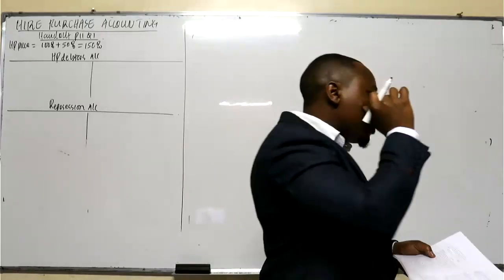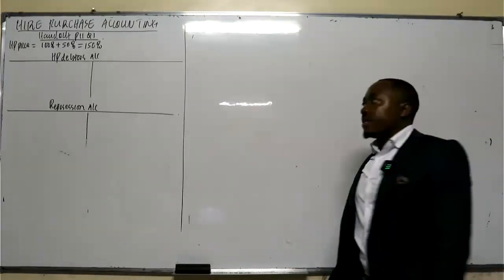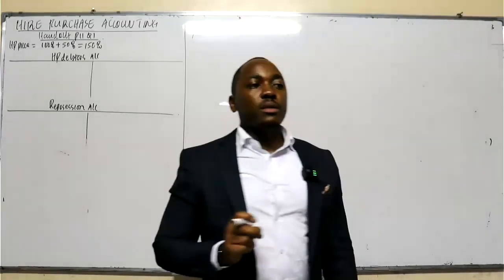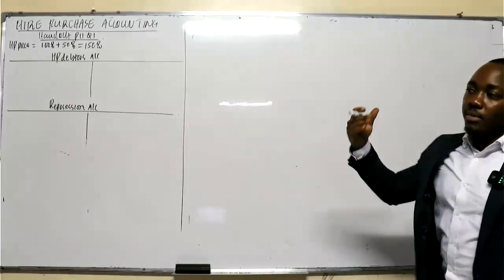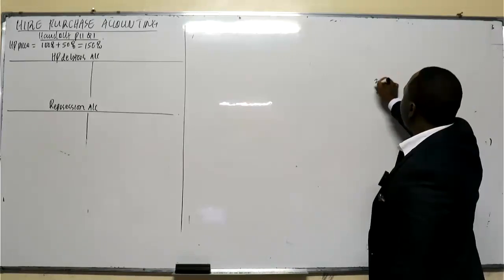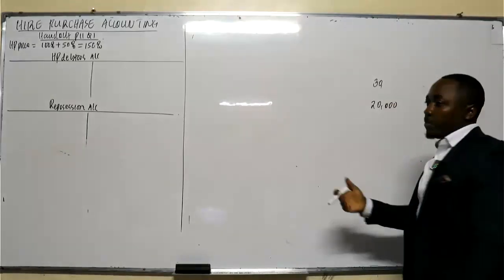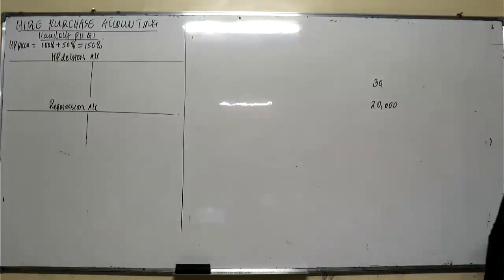Can you go back to the format for the repossession account? We said that you debit the outstanding amount, then you credit the valuation. For example, let's assume you repossessed an item and you valued it at 20,000. If you have to resell it, you resell it at how much?